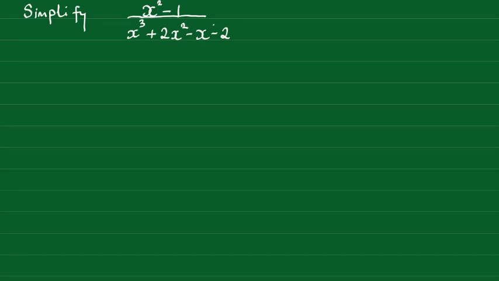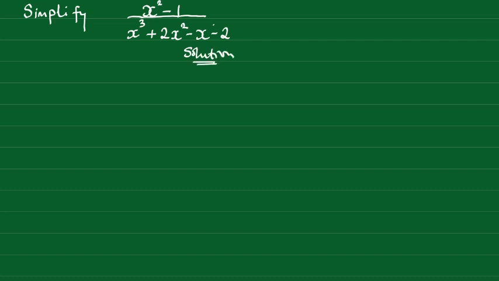Today we have this question from JAM 1995, question 18, where we've been asked to simplify x squared minus 1 divided by x raised to power 3 plus 2x squared minus x minus 2. So quickly we dive into this by writing the solution.